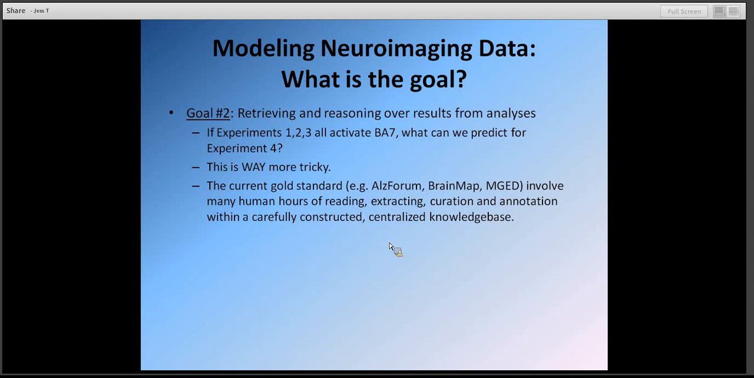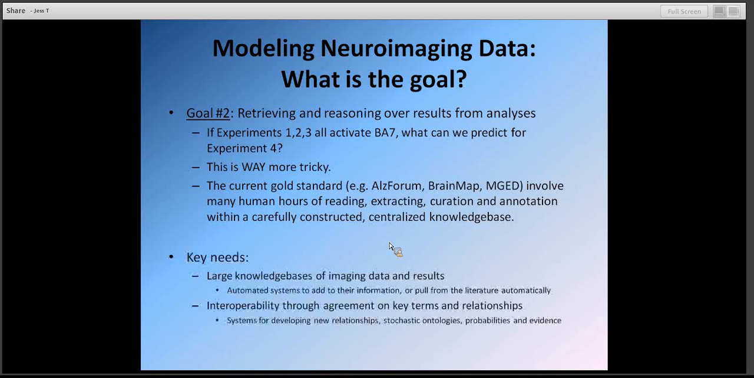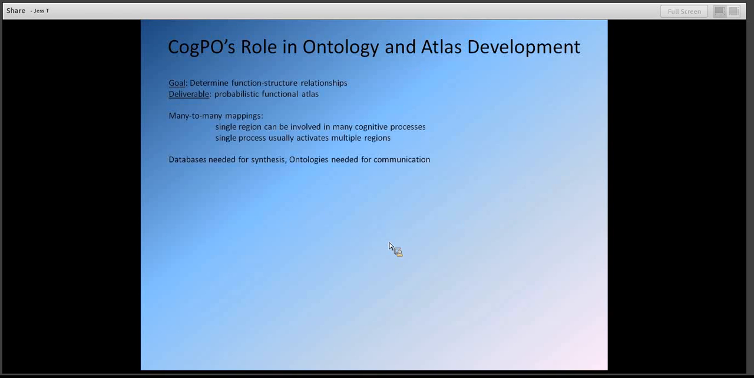And goal number 2 is retrieving and reasoning over results from various analyses. So if we have several experiments, for example, that show activation in a brain region like Brodmann area 7, and we know the details of another experiment, what can we actually predict as results? Can we say we should see activation here, here, and here, or we should see a diagnostic effect or something like that? And the current standard on how to do that involves many, many human hours of extracting the information, curating, and annotating it within a very carefully constructed centralized knowledge repository.